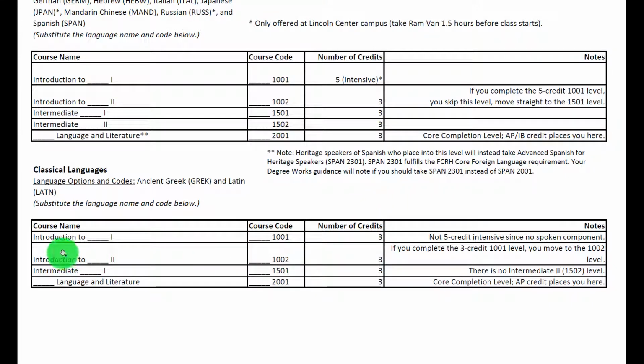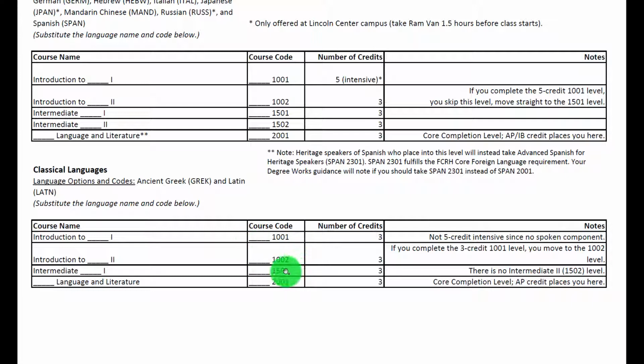If you take 1001 in the fall semester, you would then actually take 1002 in the spring semester, which is also 3 credits. This is a difference from the modern languages courses, again, because there is no intensive course at the 1001 level. And it's possible for students to either place directly into 1002 for these 2 languages, or to progress there after having taken the 1001 course in the fall, and that's a difference from the modern languages.